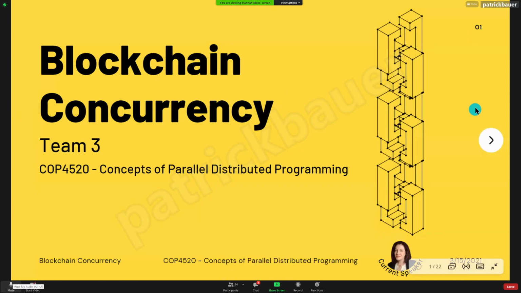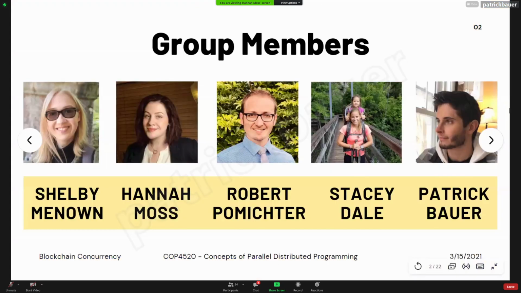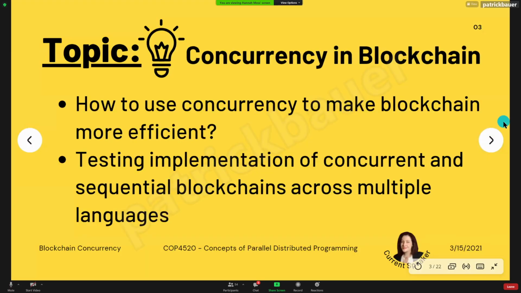Yes. Okay, perfect. So we are team 3, and our topic in general was blockchain concurrency. So let's first introduce our group members. I'm Shelby on the far left. I'm Hannah. I'm Robert. I'm Stacy. And I'm Patrick. Perfect. So our general topic was concurrency in blockchain.